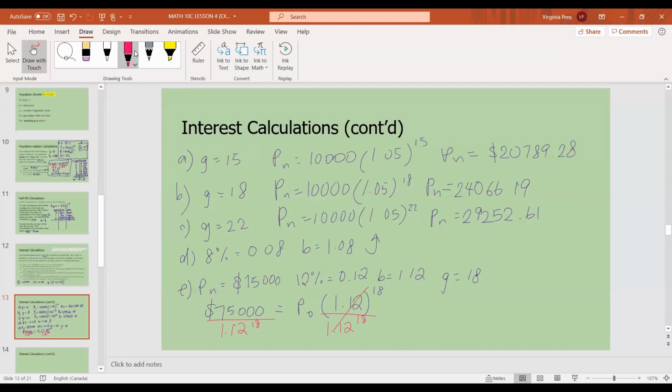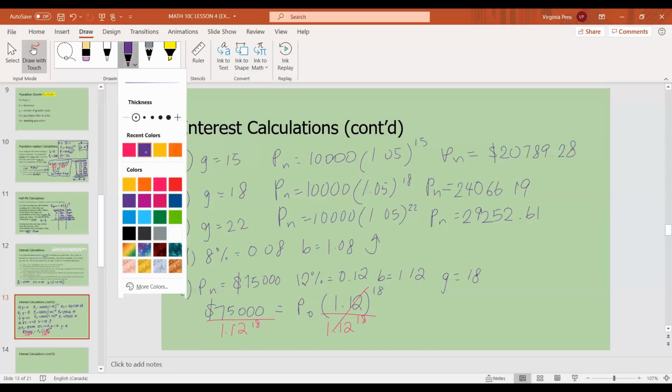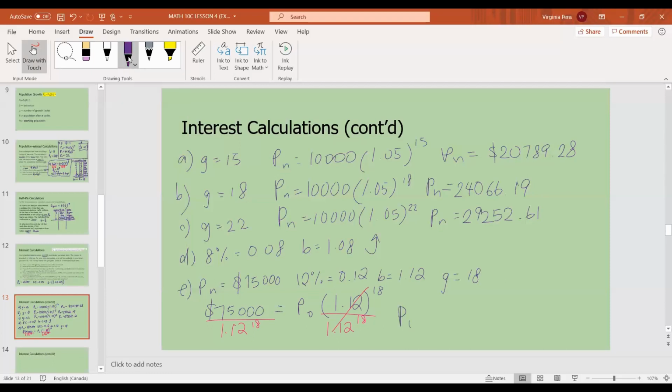Which will cancel this out and then leave us with, all right, let's calculate this. So P0 equals 75,000 divided by 1.12 to the power of 18, which is 9,752.95. And that is our starting value.